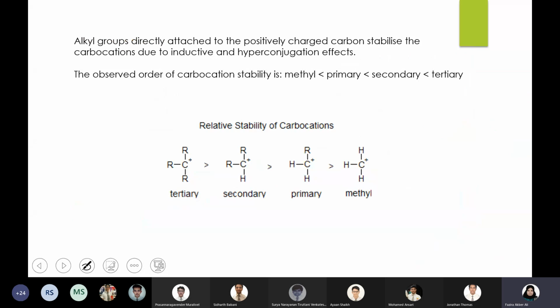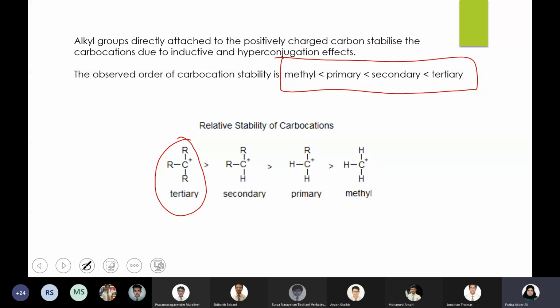the stability of carbocations. When you compare the stability of carbocations, tertiary is more stable, then comes secondary, then primary, and the final one is the methyl carbocation. Methyl carbocation means there is no alkyl group, just 3 hydrogens attached to the positive carbon. That has been considered separately. Primary means 1 alkyl group, secondary means 2 alkyl groups, and tertiary means 3 alkyl groups. In methyl carbocation, there is no alkyl group. So that is the simplest carbocation formed in organic reactions.